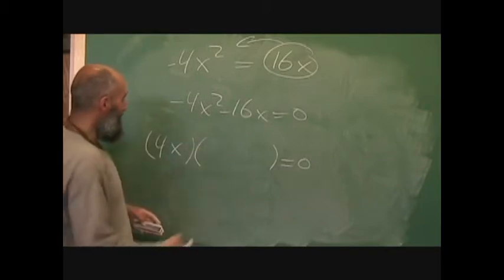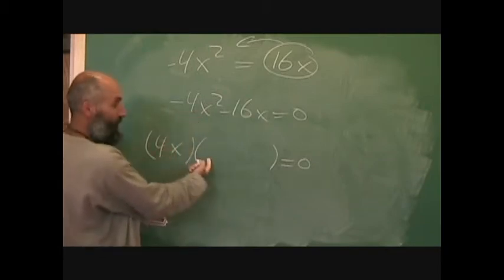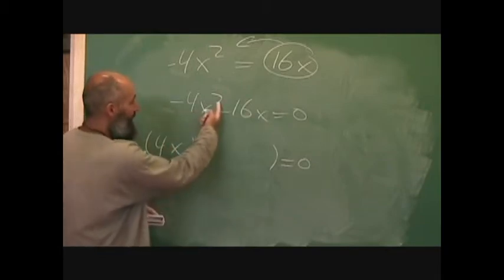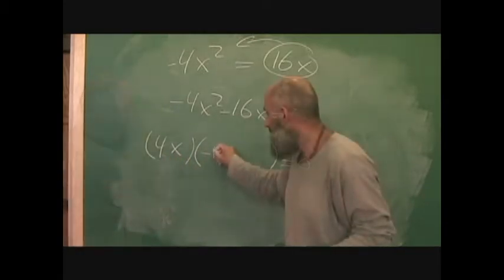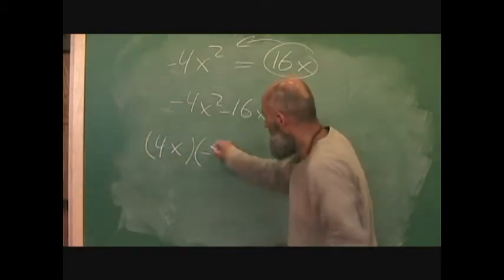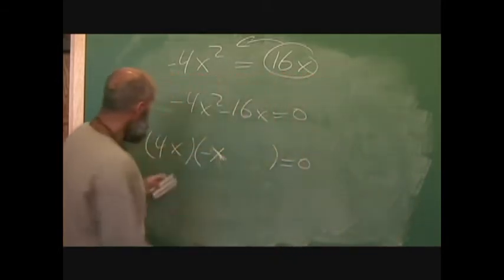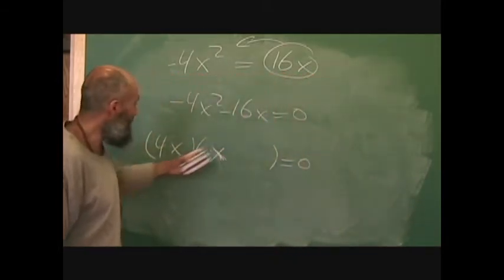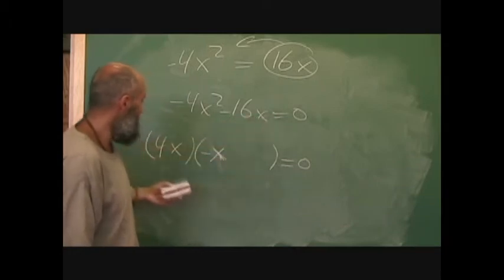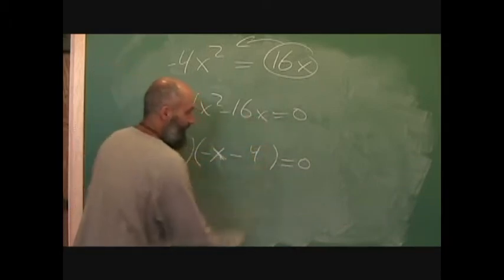What's left here is, that's negative 4, so you need negative 1 here, and you have an x squared, you got an x, so negative x, okay? Over here, what do I multiply 4x by to give me negative 16x? Well, all I need is negative 4.